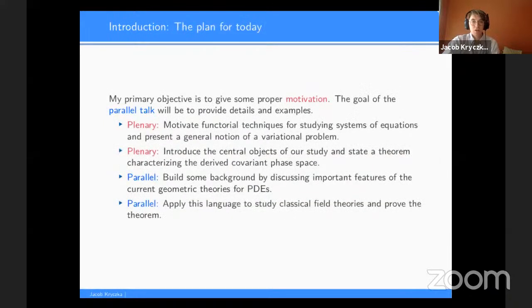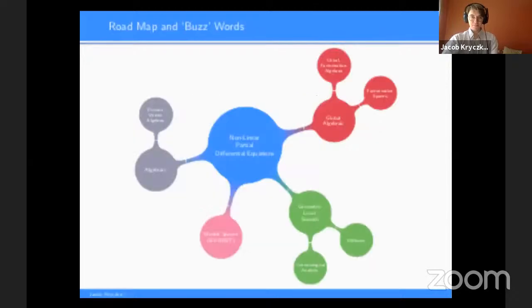So just again, to reiterate the structure, this plenary talk is mainly to give motivation. I'm going to motivate some functorial techniques, and I want to end up stating a theorem that characterizes the derived covariant phase space in terms of the Euler-Lagrange critical locus. In the parallel talks, I'm going to provide a bit more background and some details and maybe some examples, depending on the interests and the needs of the people who attend.